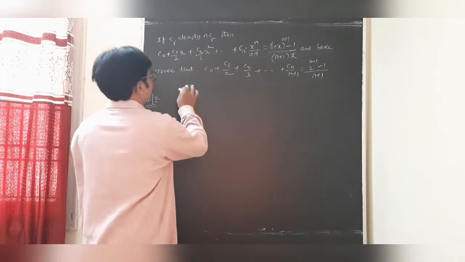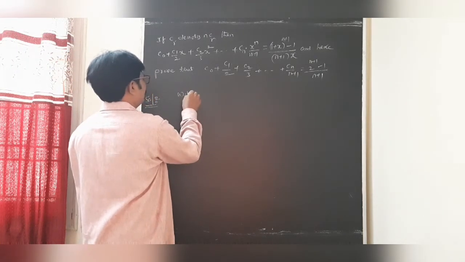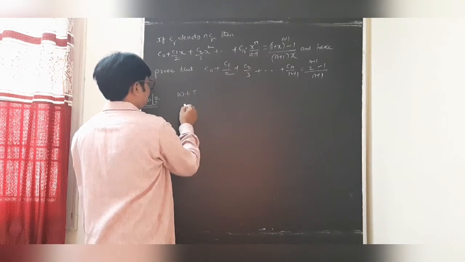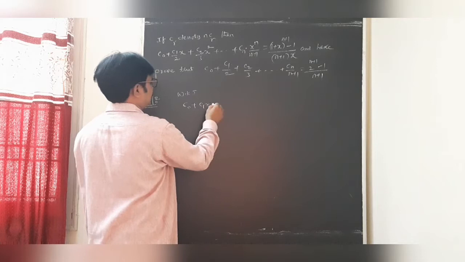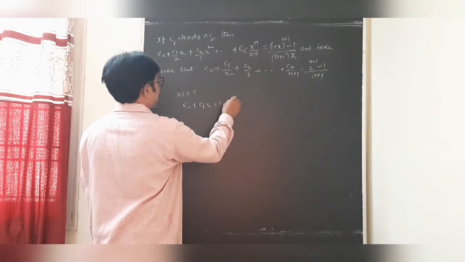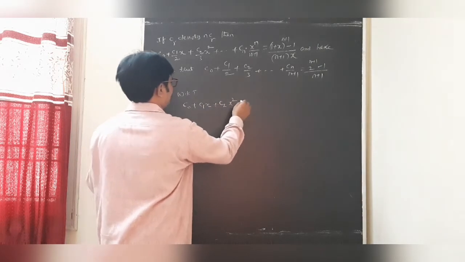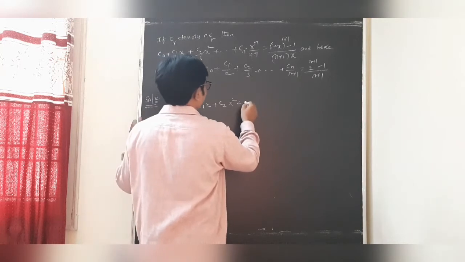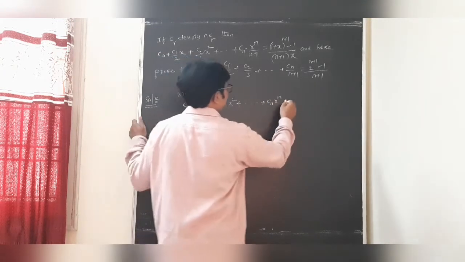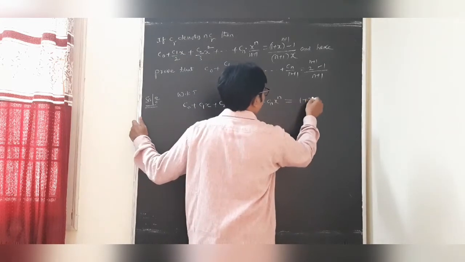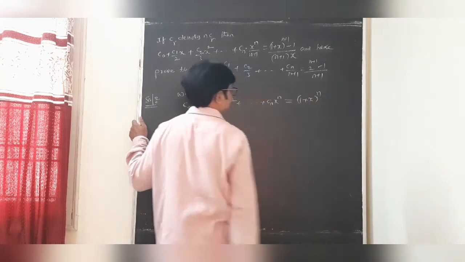We know that, dear students, C0, C1x, C2x square, and so on, Cn x power n is the formula of the standard binomial expansion.